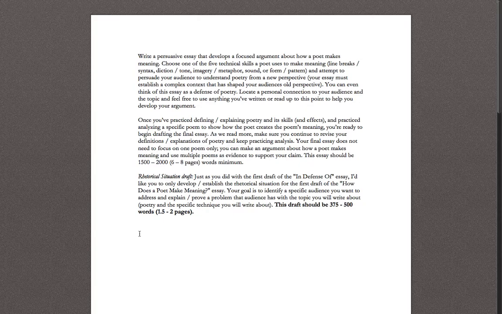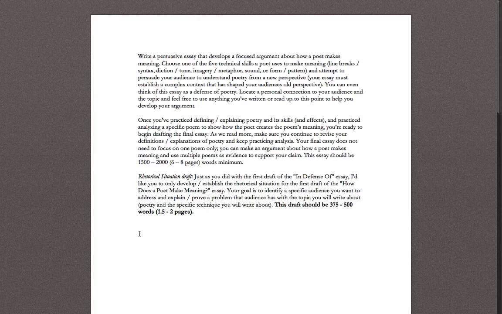Locate a personal connection to your audience and the topic, and feel free to use anything you've written or read up to this point to help you develop your argument. So that is, for instance, the exploratory draft 1 or 2 could be potentially applied to this essay as a whole. I'm not sure they'd be applied to this problem-making draft. Once you've practiced defining or explaining poetry and its skills and effects, and practiced analyzing a specific poem to show how the poet creates the poem's meaning, those were the exploratory drafts, you're ready to begin drafting the final essay. As we read more, make sure you continue to revise your definitions, explanations of poetry, and keep practicing analysis.